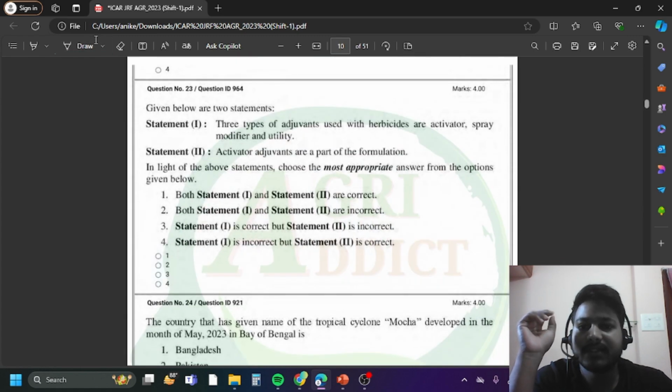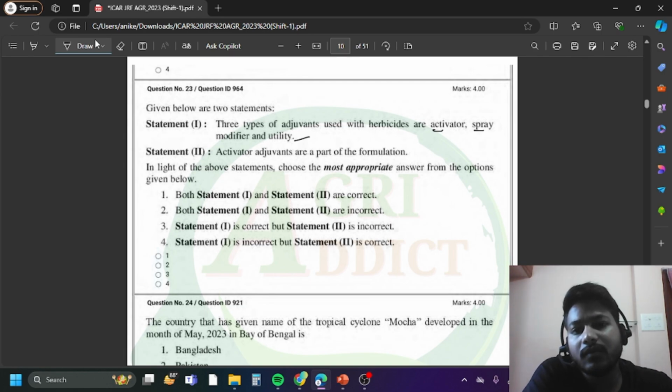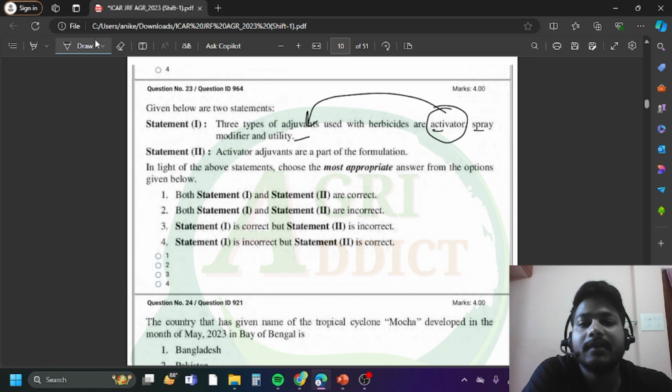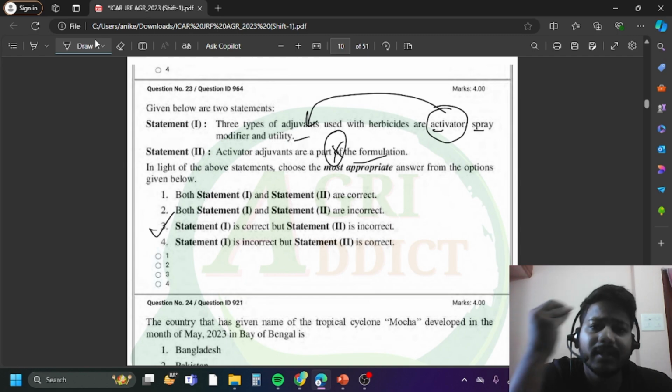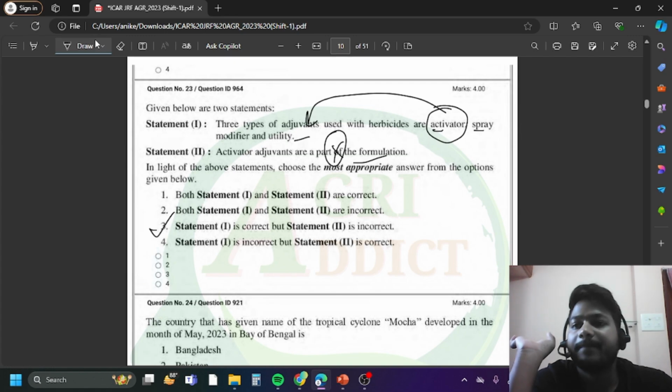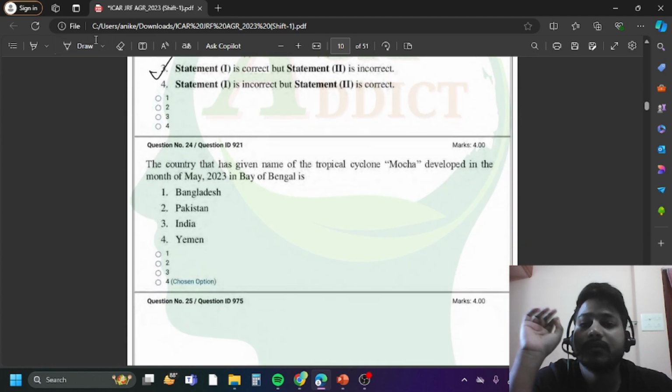Question number 23, it is also a statement level question. 3 types of adjuvant are used with herbicide: activator, spray modifier and utility. Statement number 2, activator adjuvants are a part of the formulation. You can see in statement number 1 they have given that activator is an adjuvant. So how can it be a part of the formulation? So statement number 2 is wrong. So statement number 1 is correct, statement 2 is incorrect. See, in the question itself the answer has been given. You need to focus, that's it. And in the exam, focus is most important.